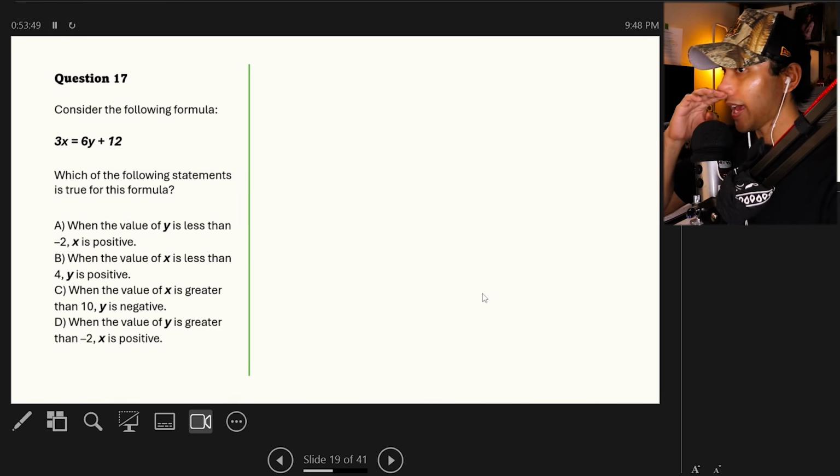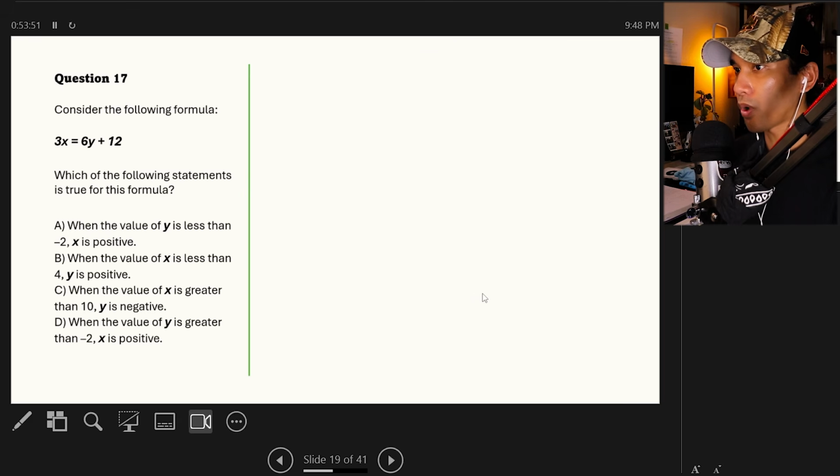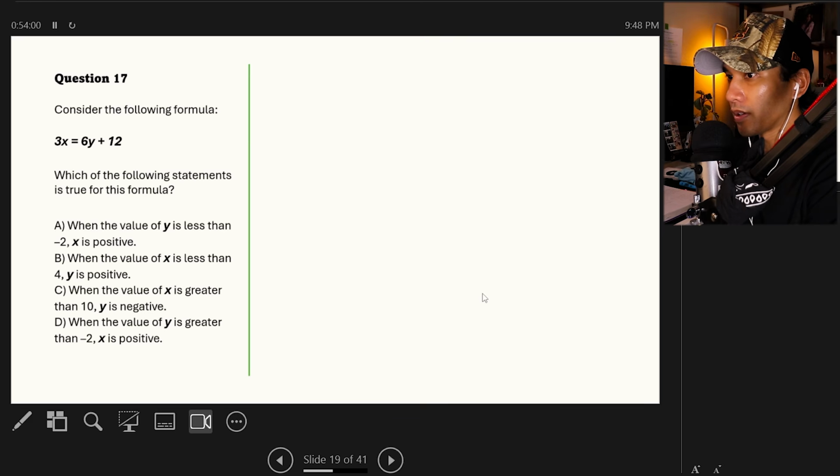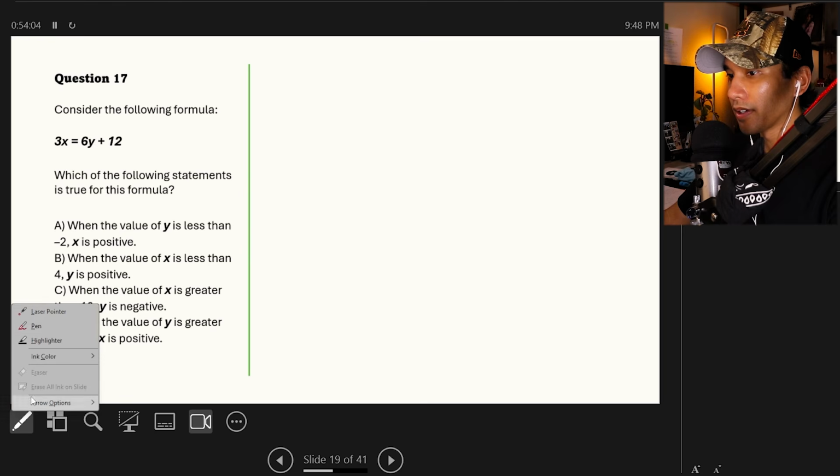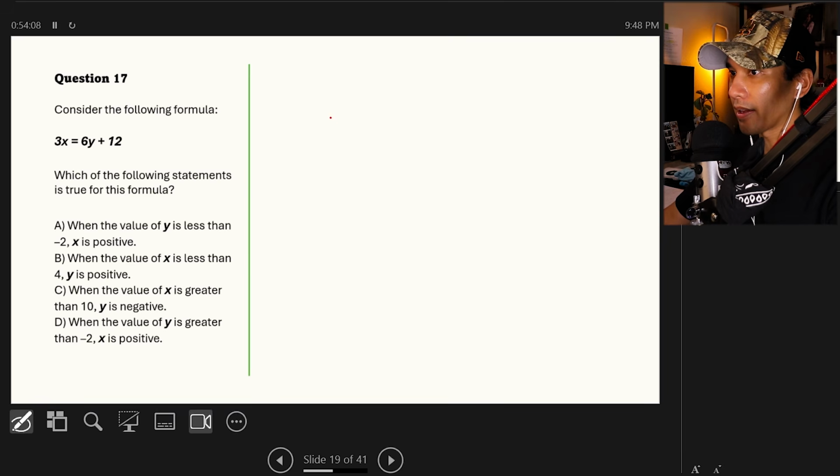Okay, 3x equals 6y plus 12. How ChatGPT taught me to do this wasn't the way I was taught. The way I was taught was to isolate y so we get y equals mx plus b, the slope-intercept form. So we go 3x equals 6y plus 12.